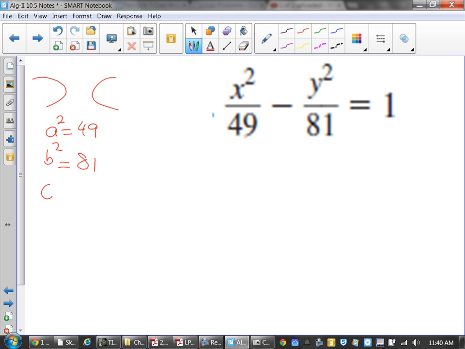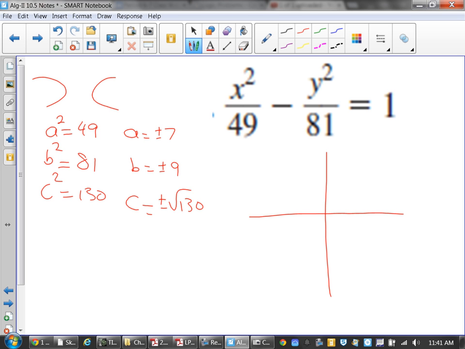D squared is that. So c squared is 130. So a is plus or minus 7. B is plus or minus 9. C is just plus or minus the square root of 130. You cannot simplify that any further. All right? Start plotting your stuff out. You're centered at the origin, good old 0, 0. I know I'm moving left to right because the x squared term came first, so that means my center to vertex goes left to right. So I go left and right 7.